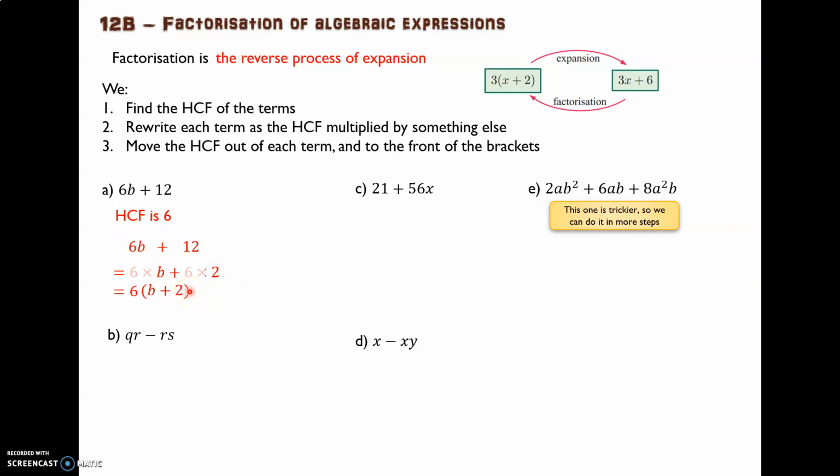This is the opposite of the expanding we were doing before. If I gave you this as a question before, then that would be your answer. So today, it's the other way around. We're doing the opposite process, to go backwards from the answer to the question.